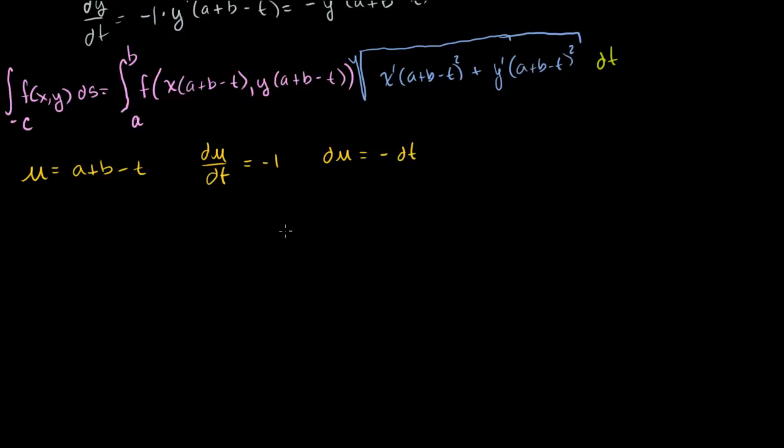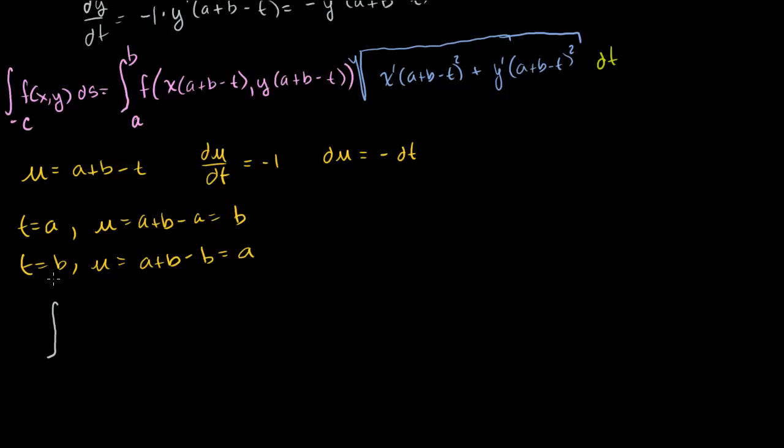And let's figure out our boundaries of integration. When t is equal to a, what is u? U is equal to a plus b minus a, which is equal to b. And then when t is equal to b, u is equal to a plus b minus b, which is equal to a. So if we do the substitution on this crazy hairy looking integral, it should simplify a little bit. So this integral is going to be the same thing as the integral from u.